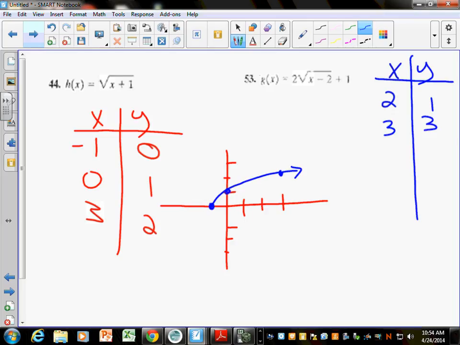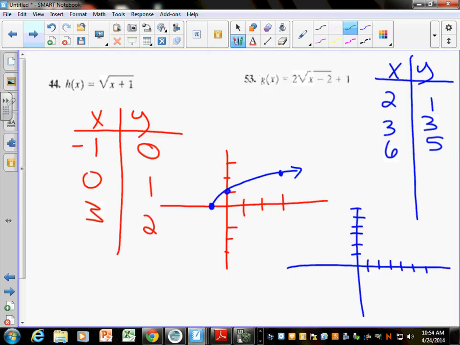And if I pick one more, let's pick what gives me 4 under there. So what would that be? 6. 6 minus 2 is 4. The square root of 4 is 2 times 2 is 4 plus 1, which is 5. You can do that all on your calculator. I'm just doing it without a calculator.